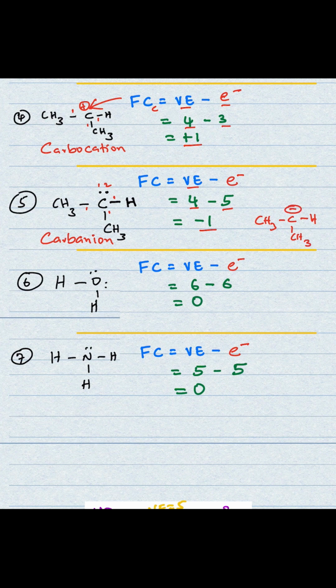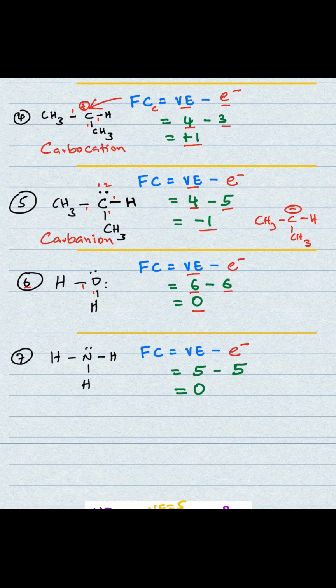Next, number 6, we're looking at water, which has 2 electron pairs. If we look at that oxygen, its formal charge will be valence electrons, which is 6, minus the number of electrons around that oxygen. We have 1 for each bond, that makes 2, plus the 4 lone electrons, that makes 6. So 6 minus 6 is 0, and therefore the oxygen in water has no formal charge.